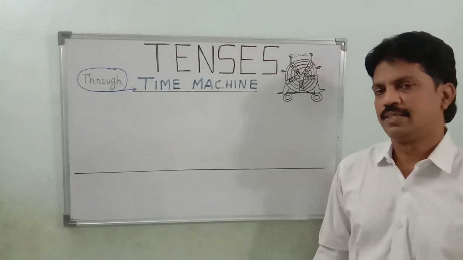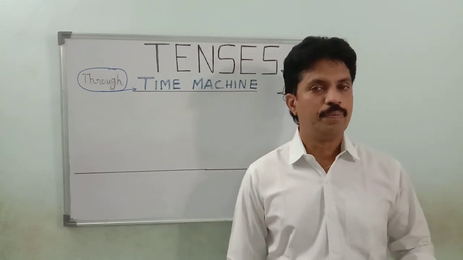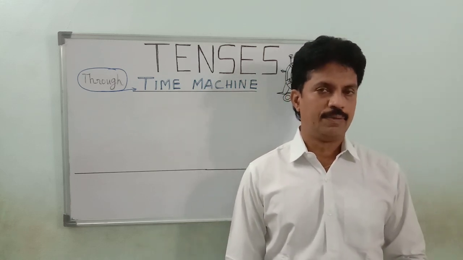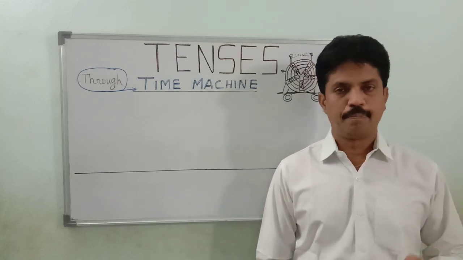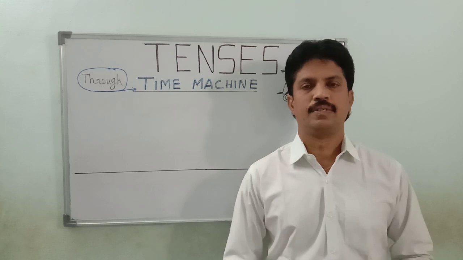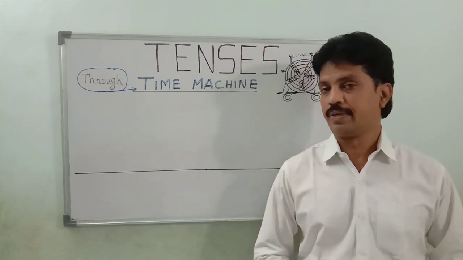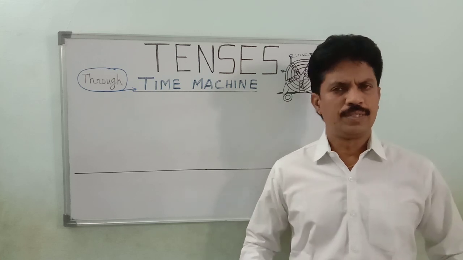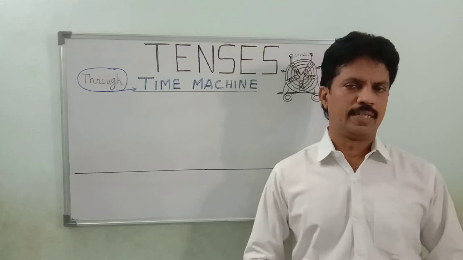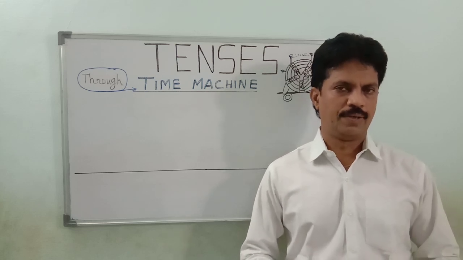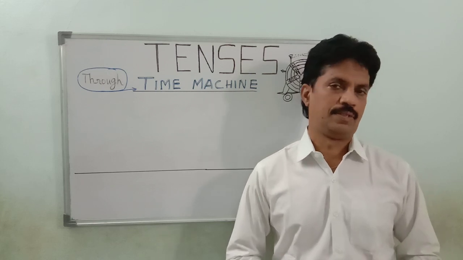There are 12 tenses in English: simple present, simple past, simple future, present continuous, past continuous, future continuous, present perfect, past perfect, future perfect, present perfect continuous, past perfect continuous, future perfect continuous. Why so many tenses? In English, we can convey the time of the action accurately, exactly, using these tenses.